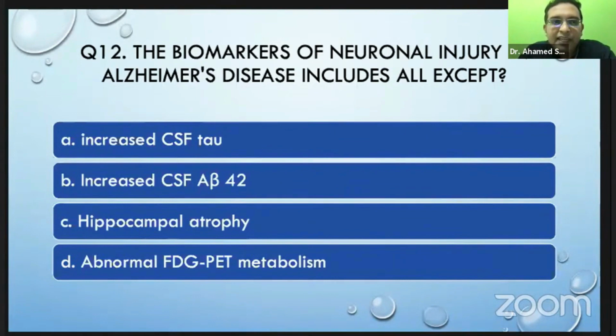We think that CSF A beta 42 will increase because A beta 42 increases during the pathophysiology of Alzheimer's disease, but it clumps together and gets stuck within the brain and doesn't seep into the CSF. The others, A beta 40, A beta 37, A beta 38 and so on, seep out, but A beta 42 does not. So the ideal thing is to see the ratio of A beta 42 to the other A betas. The best is A beta 42 by A beta 40. Hope you got the concept.